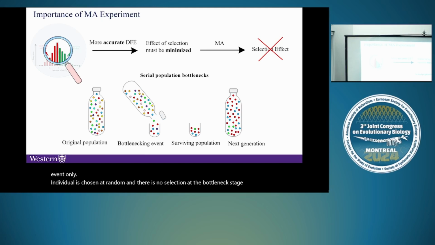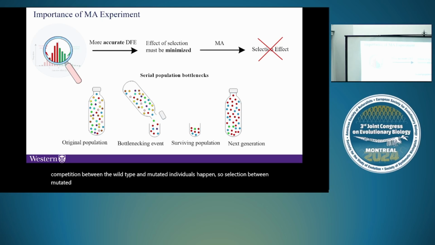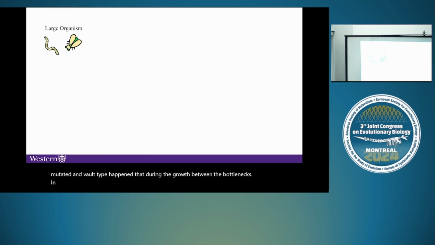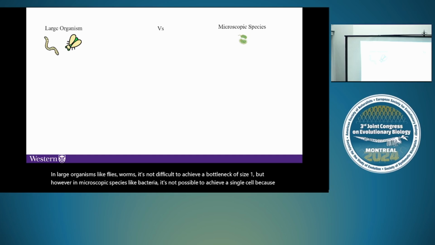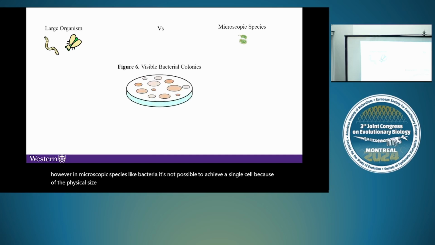But the competition between the wild type and mutated individuals happens, so selection between mutated and wild type happened during the growth between the bottlenecks. In large organisms like flies, worms, it's not difficult to achieve a bottleneck of size 1. However, in microscopic species like bacteria, it's not possible to achieve a single cell because of the physical size. So visible colonies are required, and multiple generations between the growths are necessary to form a visible colony.